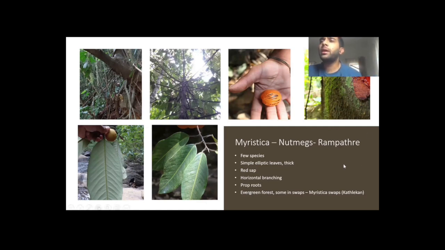And they have some characteristics of the tree that can help us identify it. If you look at their trunk, most of the trees may have some of these prop roots coming out. This is not the best image of prop roots, but you can imagine these sort of roots. If you look up at the branching, many of them have these straight branches coming out horizontally from the tree. If they're injured, they'll have a red sap like this.